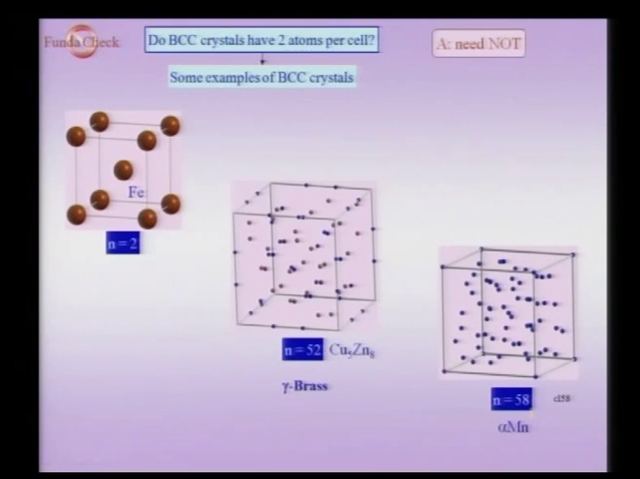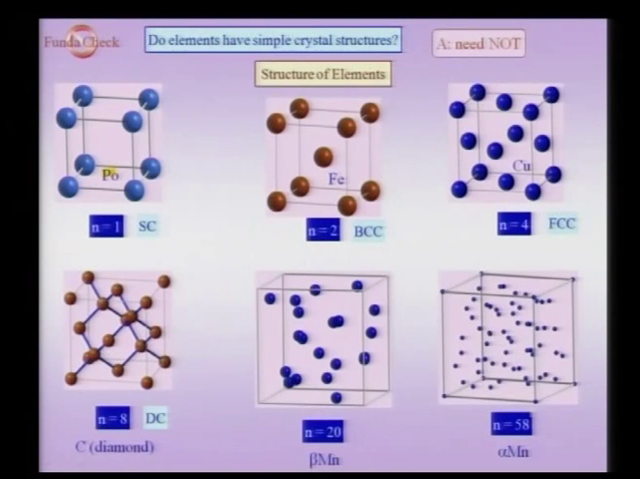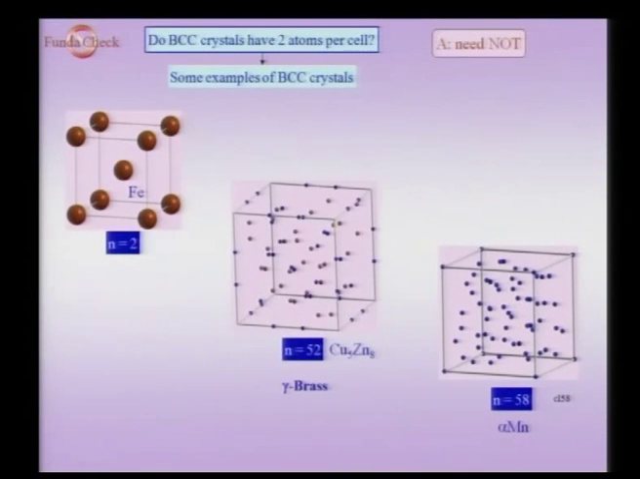Now, the second question we are asking ourselves is: do BCC crystals, of course we could ask the same question with respect to FCC, or simple cubic, but here specifically we ask with respect to BCC crystals. Do BCC crystals have only 2 atoms per unit cell? For instance, previously I had seen the iron atom in this example had 2 atoms in the unit cell clearly. So do BCC crystals have 2 atoms per unit cell? Again the answer is need not.